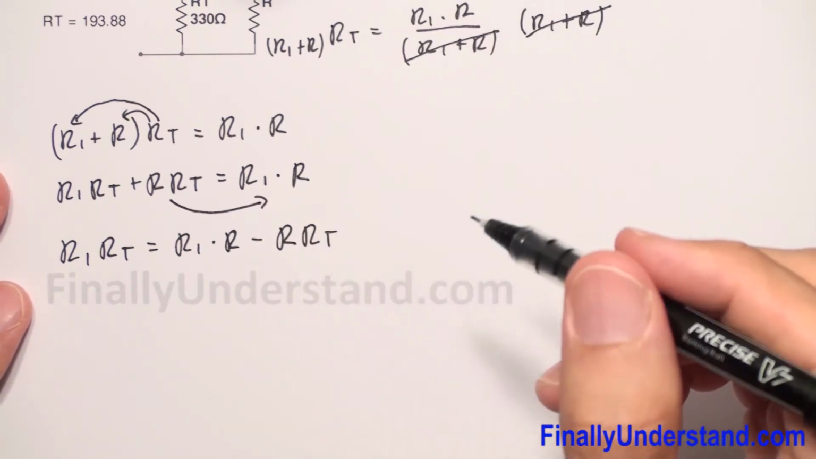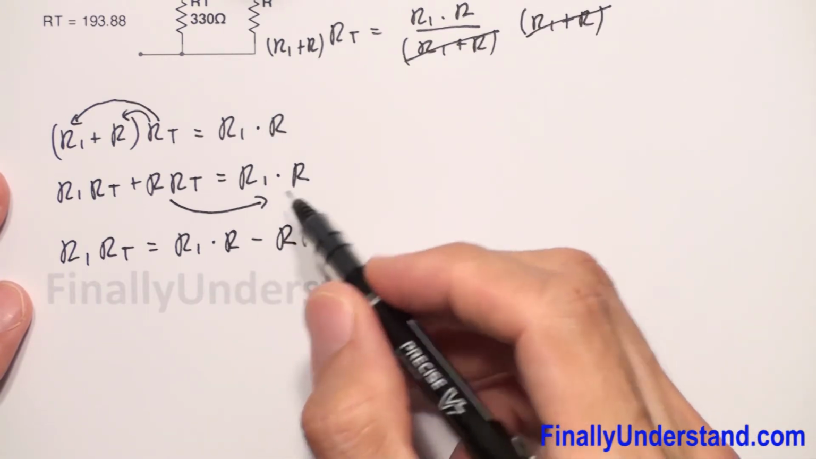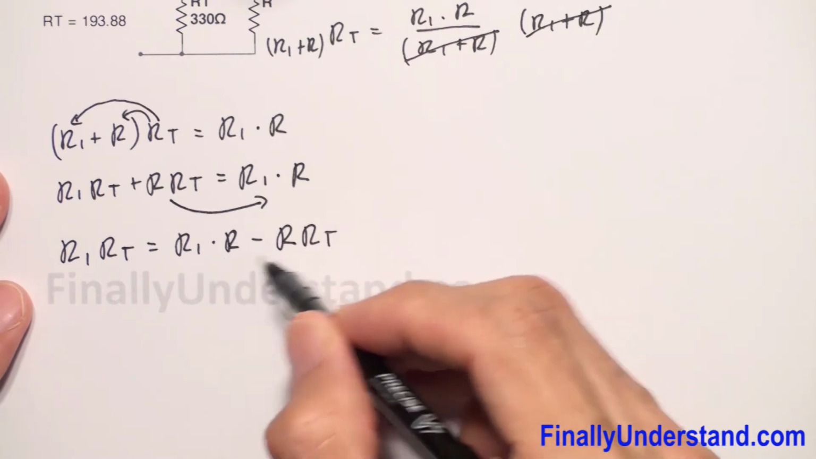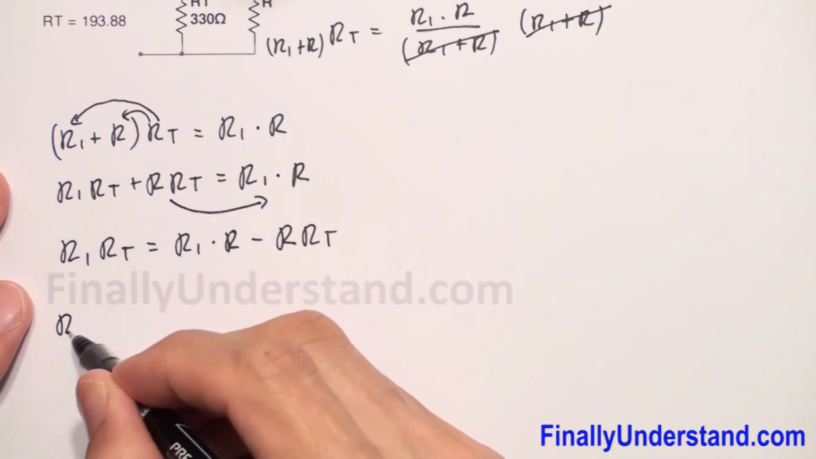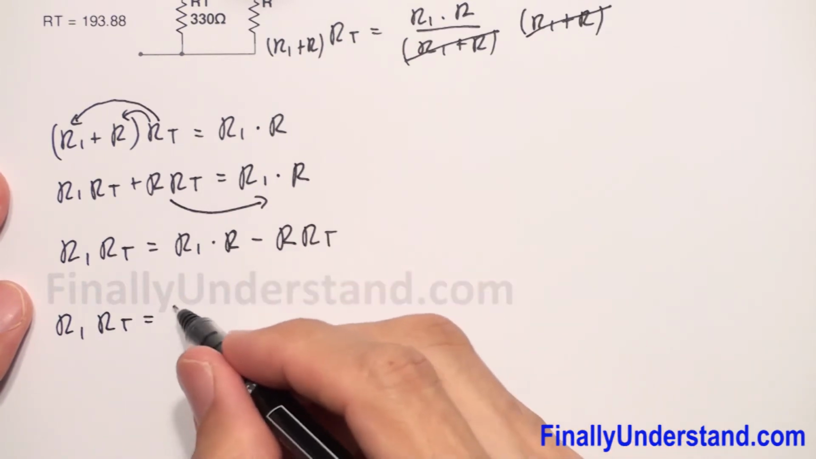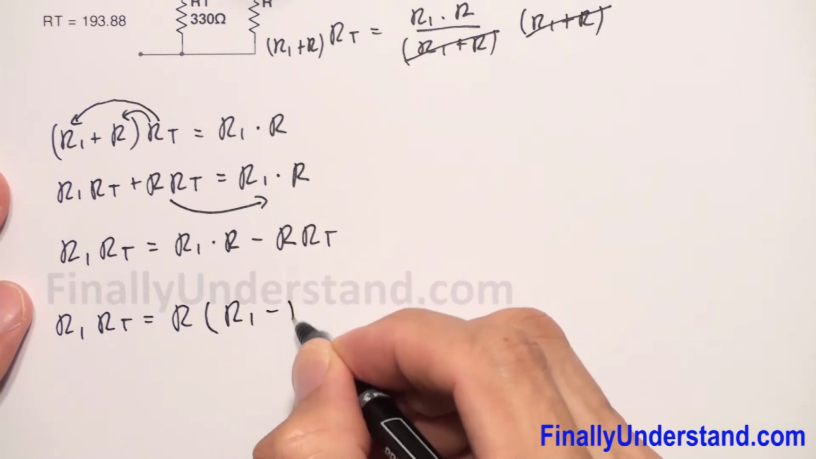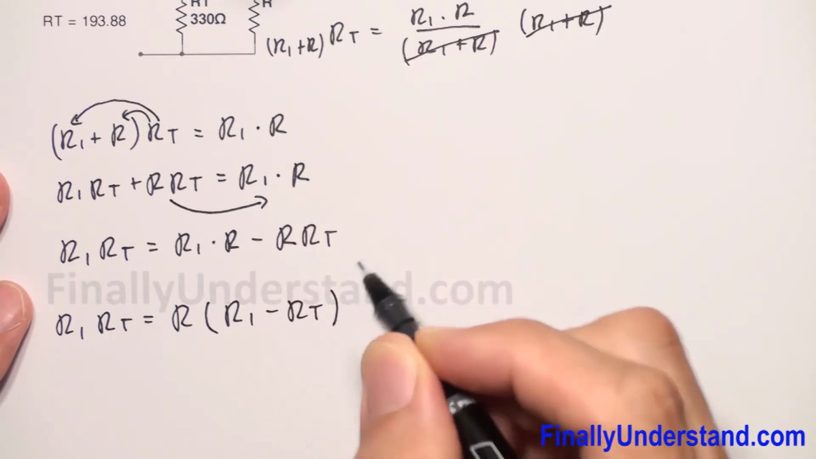Okay. Next, I'm supposed to factorize R, because R is the common factor for these two terms. So I simply write R1 RT is equal to, factorizing R, R times R1 minus RT.